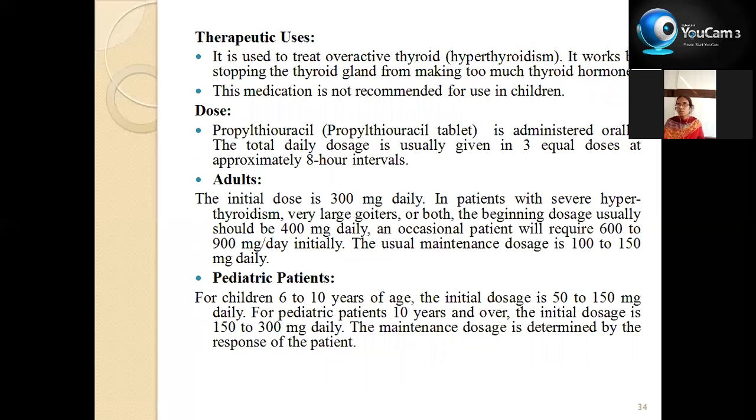Next, uses. It is used to treat hyperthyroidism and it works by stopping the thyroid gland from making too much thyroid hormone. But this drug is not used for children, only for adults. So it is used in the treatment of hyperthyroidism, and it works by stopping the thyroid gland from making an excessive amount of thyroid hormones, but not recommended for children, used only in adults.